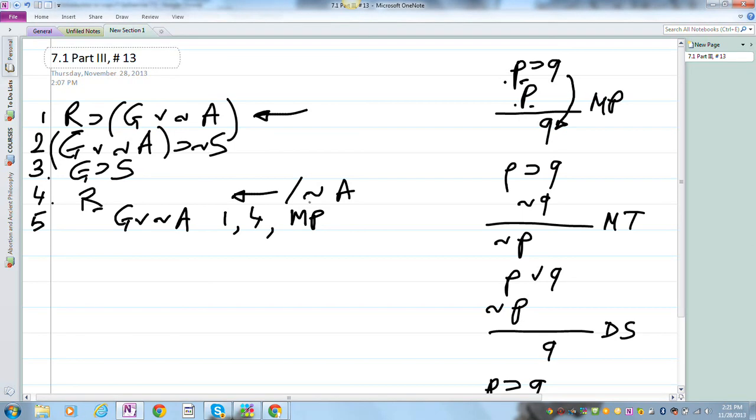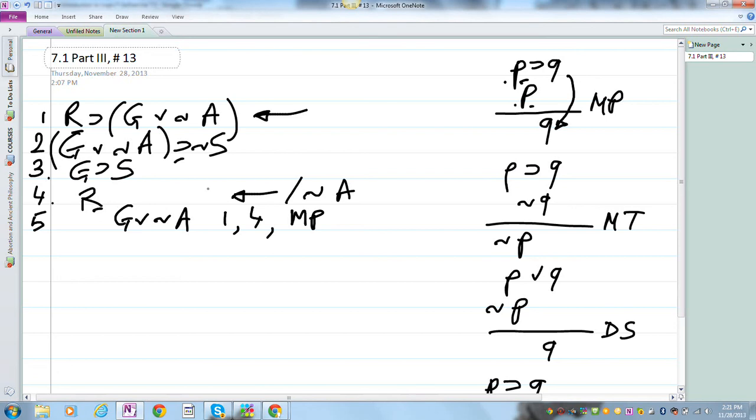Eventually, you have to produce not A. You may be able to see already what you need to do, or you may simply keep going, and eventually not A will pop out almost by itself. For example, look at lines 2 and 5. Again, there is a conditional: if G or not A, then not S.